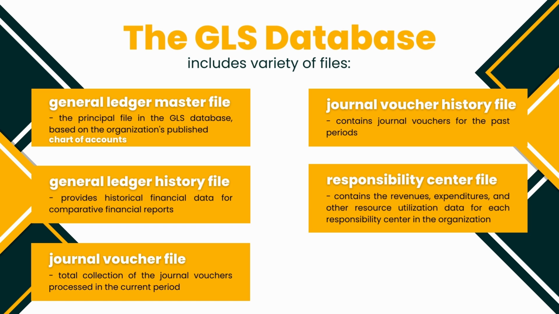Third, we have the Journal Voucher file, which is a total collection of the journal vouchers processed in the current period. Fourth, we have the Journal Voucher History file, which contains journal vouchers for the past periods. Both the current and historical journal voucher files are important links in the firm's audit trail. Lastly, we have the Responsibility Center file, which contains the revenues, expenditures, and other resource utilization data for each responsibility center in the organization.